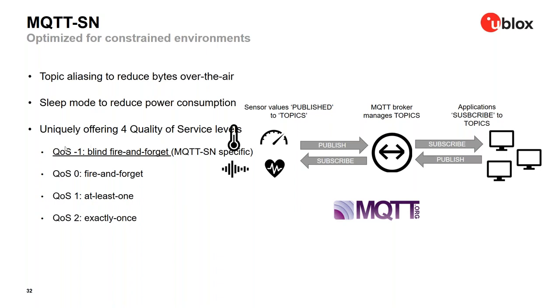There is also an additional quality of service level, a quality of service of -1, which we refer to as a blind fire and forget. This works in terms of handshakes in the same way as quality of service 0, but the client does not need to be in a connected state in the first place in order to publish that message.